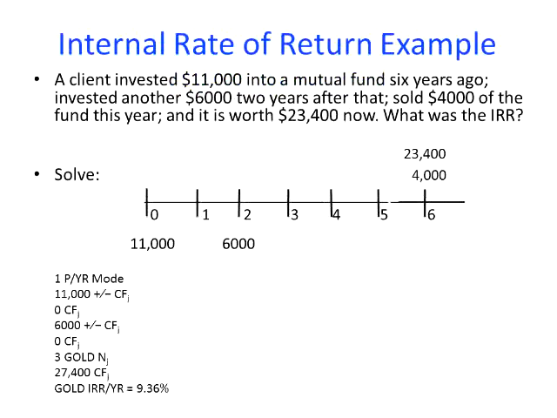All right. Here's an example of the internal rate of return that they have in your book. Let's take a look at it. The client invested $11,000 into the mutual fund. Notice it's below the line. It's at 0.0, 6 years ago. Invested another $6,000 2 years after that. Okay.